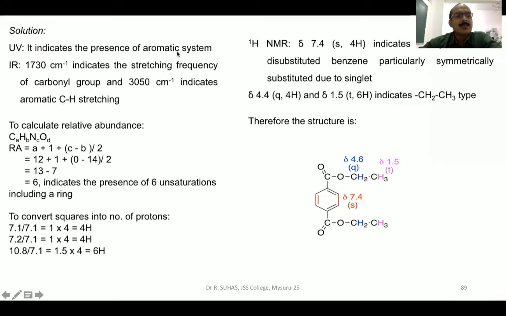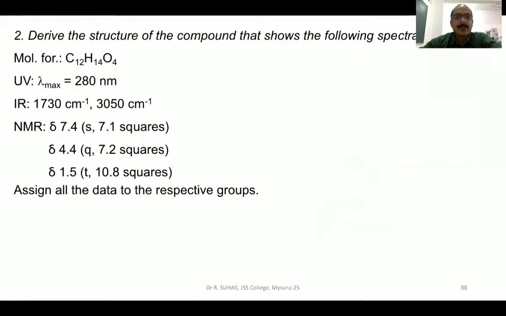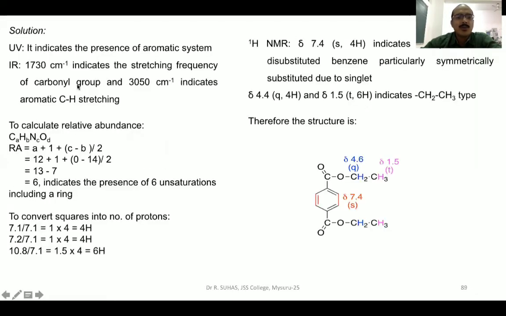UV indicates the presence of an aromatic system, and IR 1730 indicates the stretching frequency of carbonyl. 3050 indicates the aromatic CH stretching. First, we shall find the double bond equivalence, to see how many unsaturations are there. For C12H14O4, substitute C12: 12 plus 1, N we don't have so 0, minus 14 by 2 which is 7. So 13 minus 7 is 6.